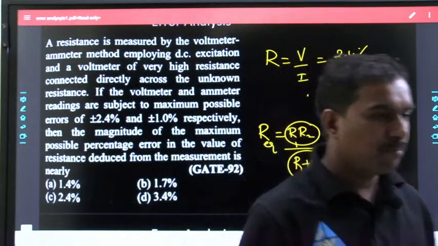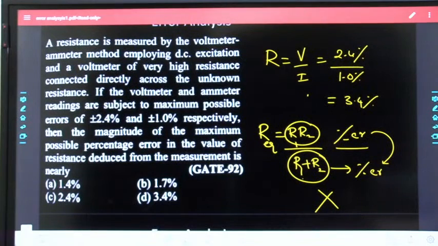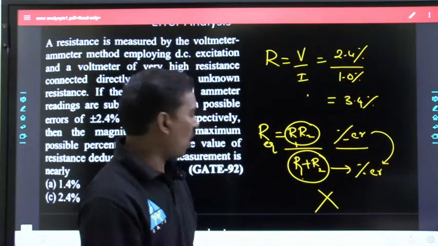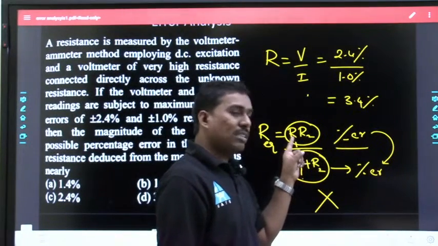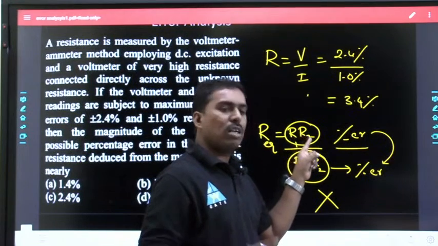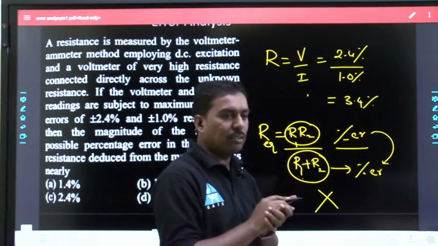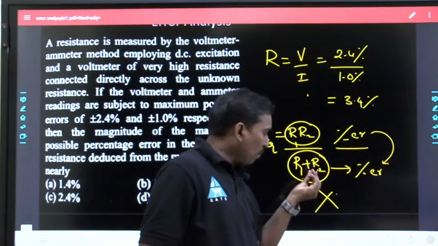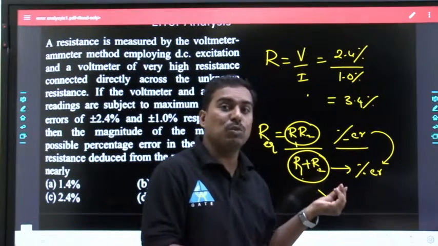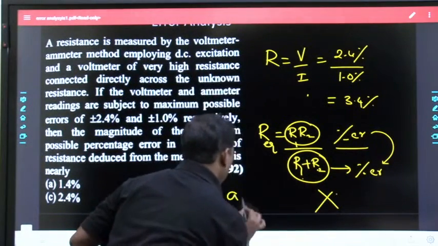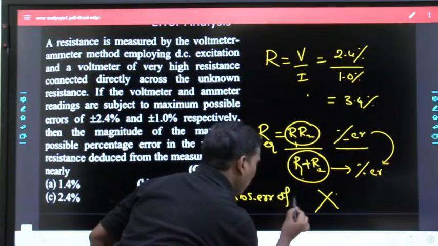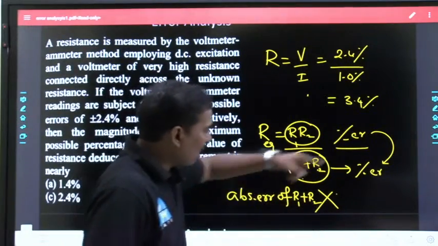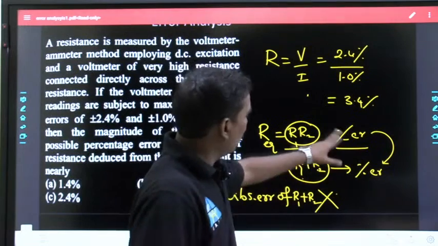Do you understand this method? That's what, gentleman, that only I am telling. You cannot do that method. That is wrong. Why? Because here the percentage error of R1, percentage error of R2, their product, they can be added. But what you are taking, absolute error of R1, absolute error of R2, that summation is not the absolute error of individuals. That is the absolute error of R1 plus R2. Remember, dear students, that is not the percentage error. Do you understand? That's why you cannot do that.